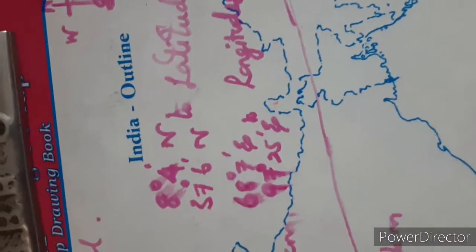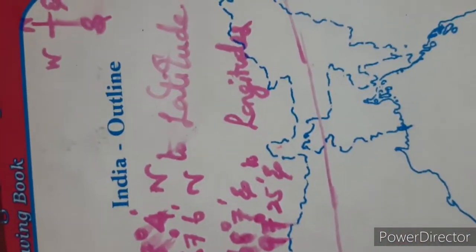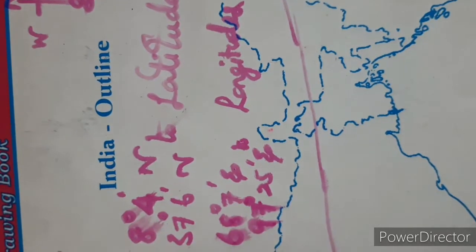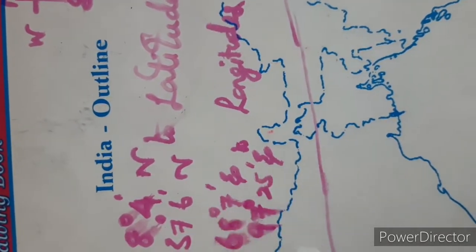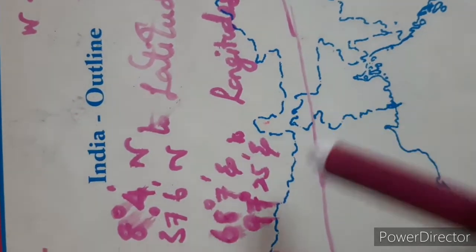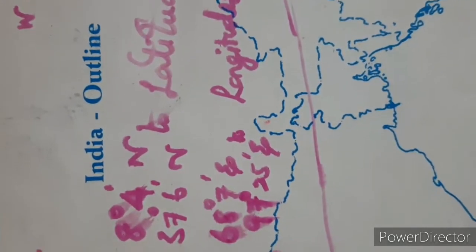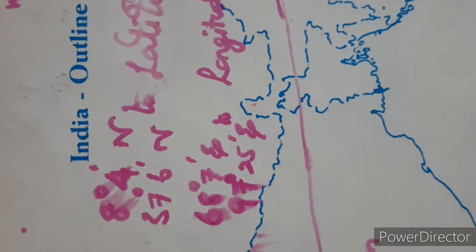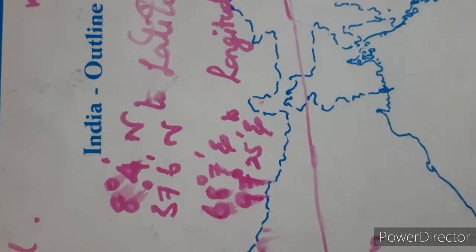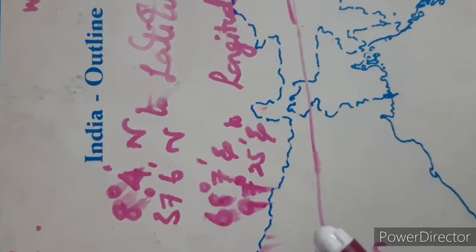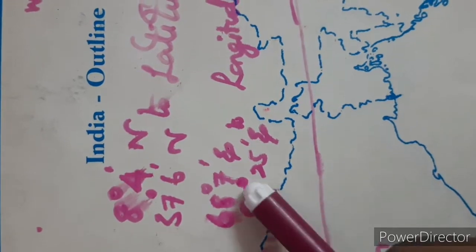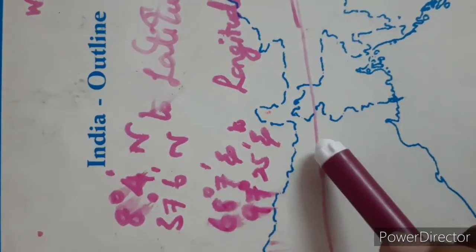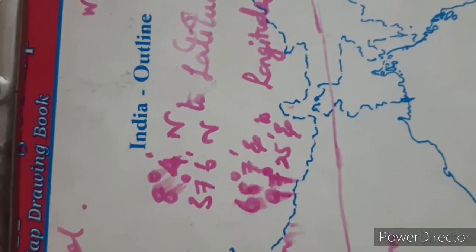At first, from 8 degree 4 minute north to 37 degree 6 minute north, up to that latitude it lies in the northern hemisphere. And longitude wise, on the eastern side, from 68 degree 7 minute east to 97 degree 25 minutes east, up to that longitude it is extended in the hemisphere.